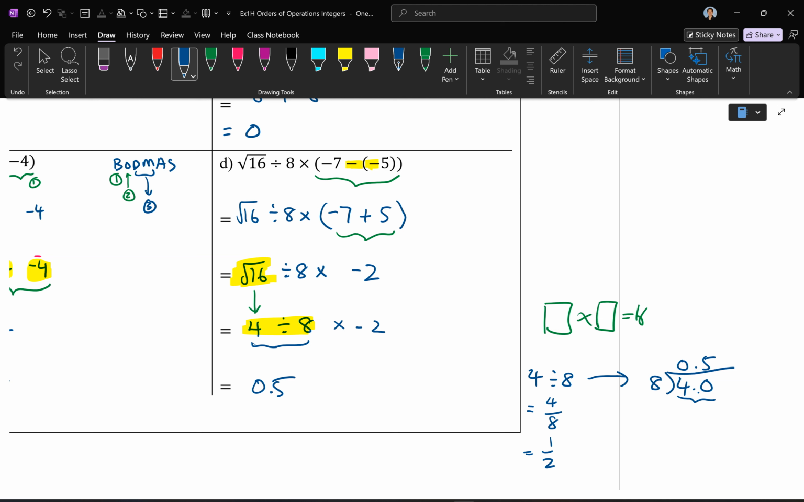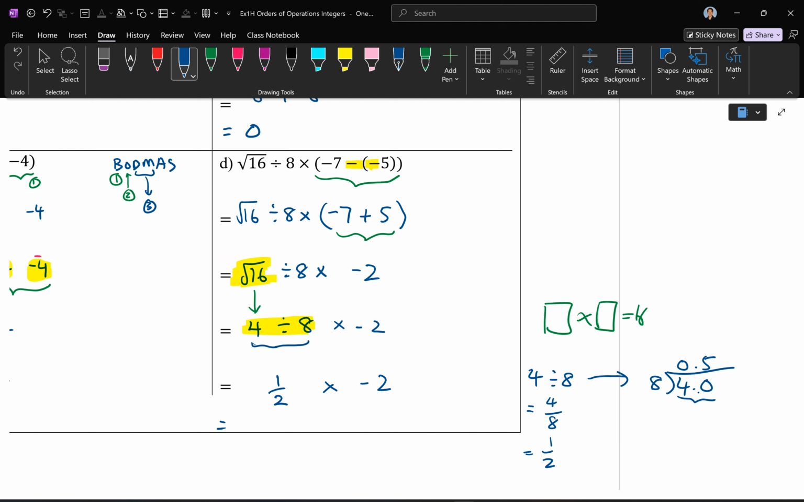All right, so we've got now 4 divided by 8 technically is a half or a 0.5 times -2. I don't like using decimals. I'm going to keep it as a fraction. So half times -2. Now, this is the same skill that we've done so far.